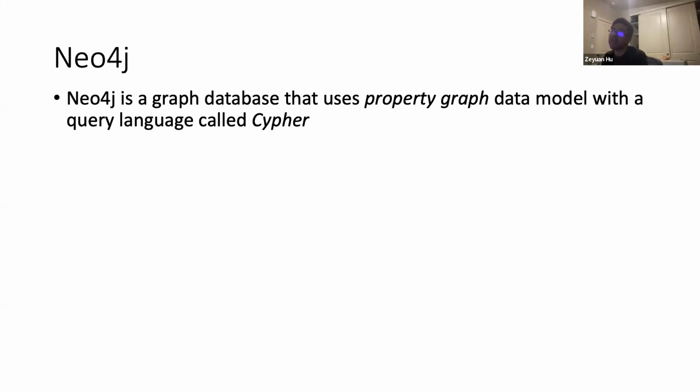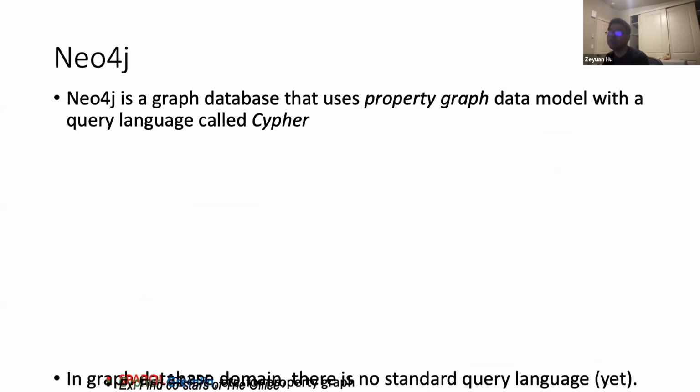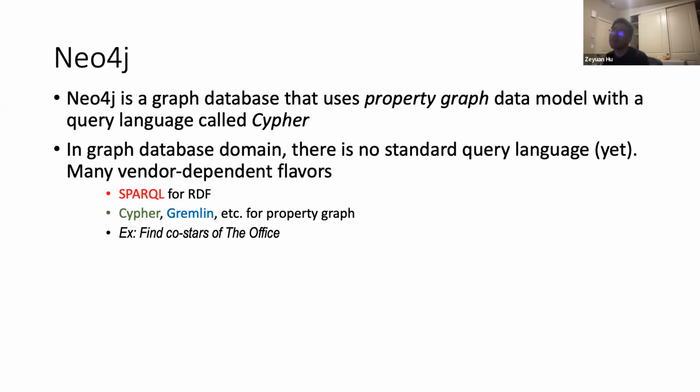So let's talk about a concrete implementation of a graph database, which is called Neo4j. Neo4j is a graph database that uses the property graph data model with a query language called Cypher. In the graph database domain, there's really no standard query language yet. Actually, that's a lie, because they just made a standard. I'll talk a little bit briefly about it after these slides. So there exists a recently published standard, but the current landscape is that there are many flavors of query languages.